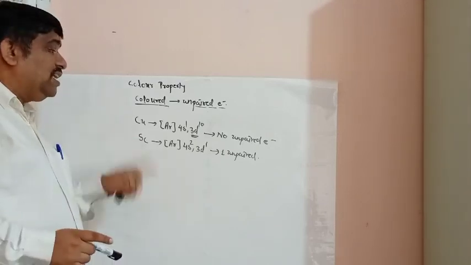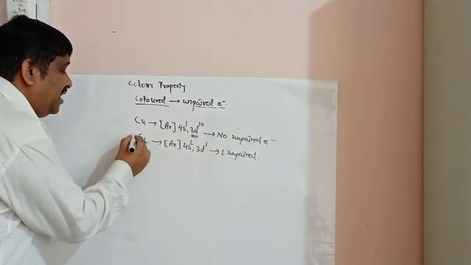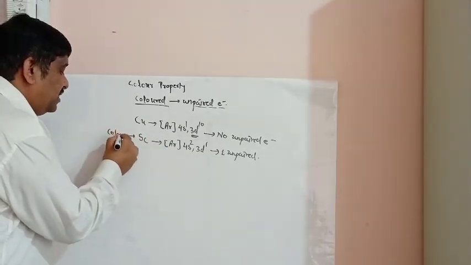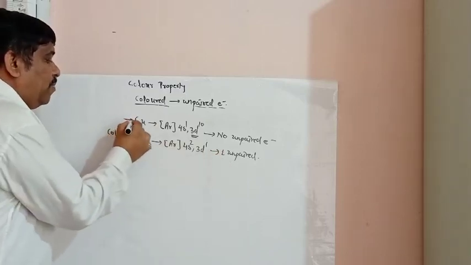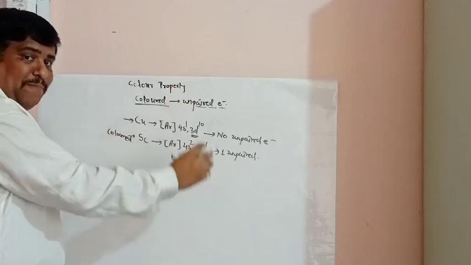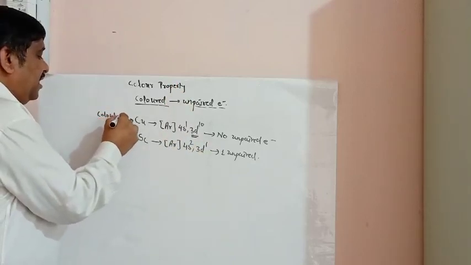So you tell me which is the colored one and which is the colorless. Of course the scandium is colored because it is having the unpaired electron, and copper does not have the unpaired electron, therefore it is colorless in nature.